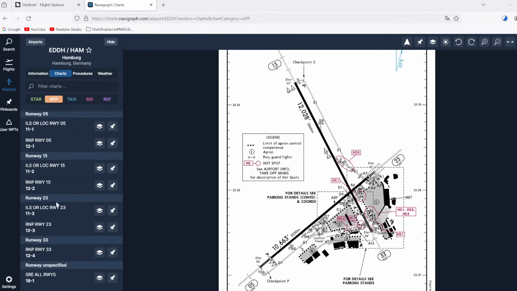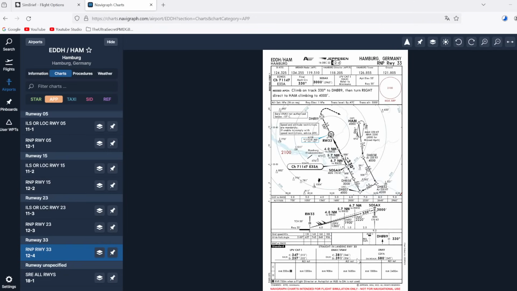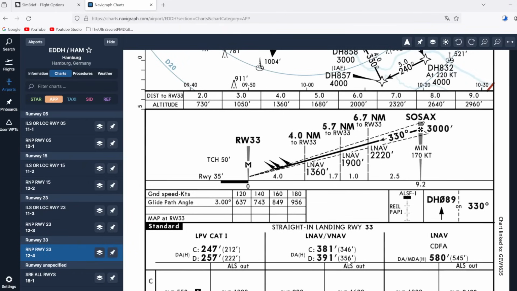Now, if we have a look into the approaches for runway 33, you can see there's only an RNAV approach. And an RNAV approach, as we mentioned, has a minimum of at least 250 feet, provided it doesn't have LPV. However, LPV we can't do with our aircraft, so LPV doesn't count. So we have a look at the LNAV/VNAV minima only. And as you can see, that's a lot higher. So this one is a Type A approach.